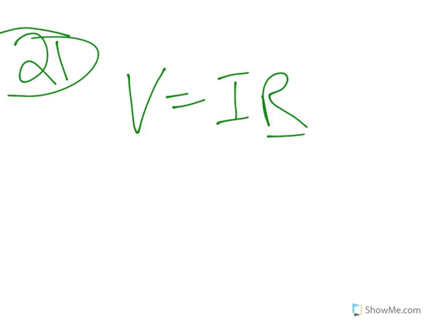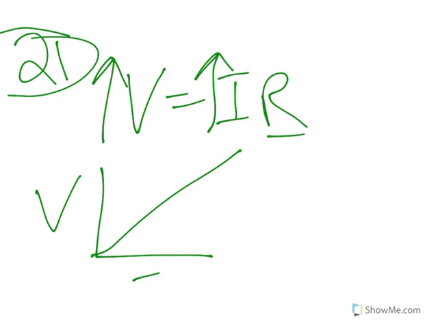Which graph represents a circuit at constant temperature that obeys Ohm's law? Well, if it's at constant temperature, remember that voltage is equal to current times resistance. So if the resistor stays the same, which it will if it's at constant temperature, and I raise I, what has to happen to V? It also gets raised. So as I goes up, V should go up, and vice versa. So it should look like this. Alright, which would be D.